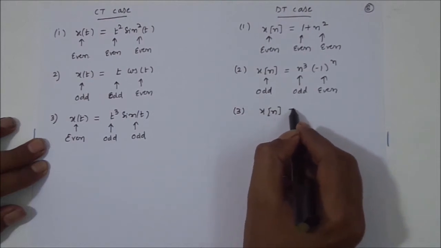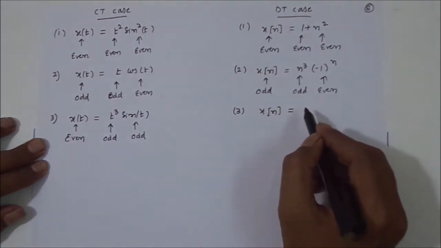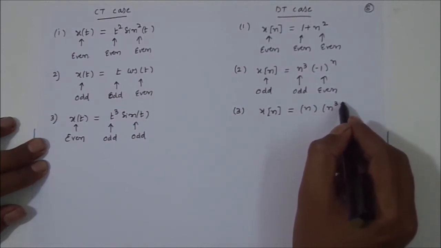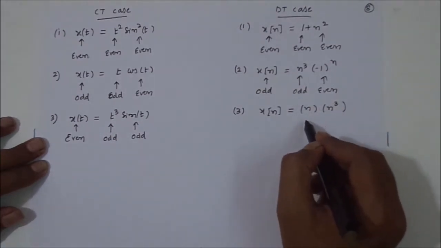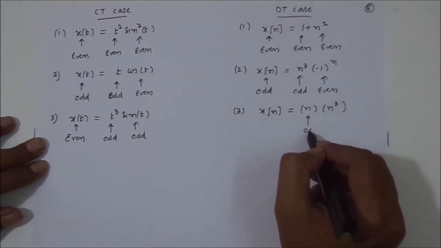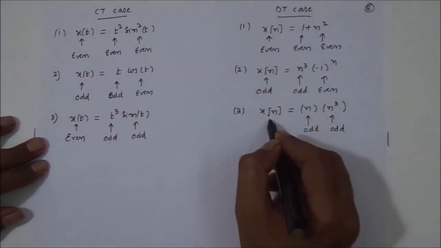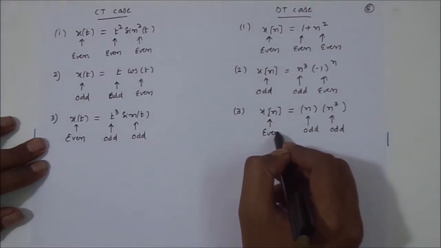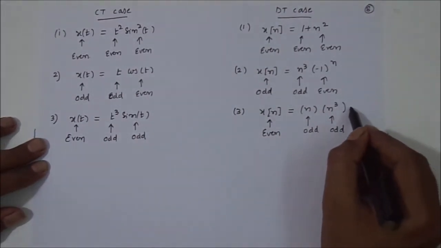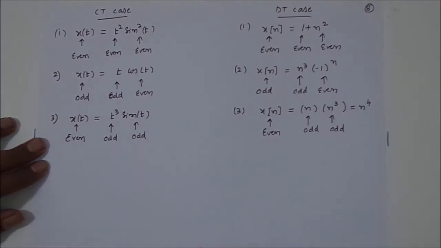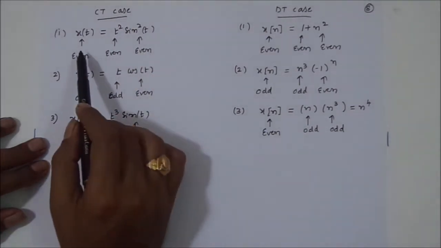Here we take x of n equal to n into n cube. Obviously n is odd and n cube is also odd, so the resulting signal x of n should be even. That is clear. Why? Because n into n cube is nothing but n power 4, which is easily seen to be an even signal. So what have we seen? If you multiply two even signals, you'll get an even signal.